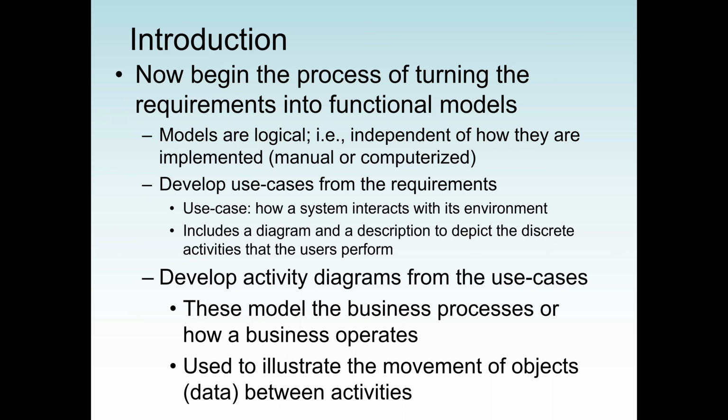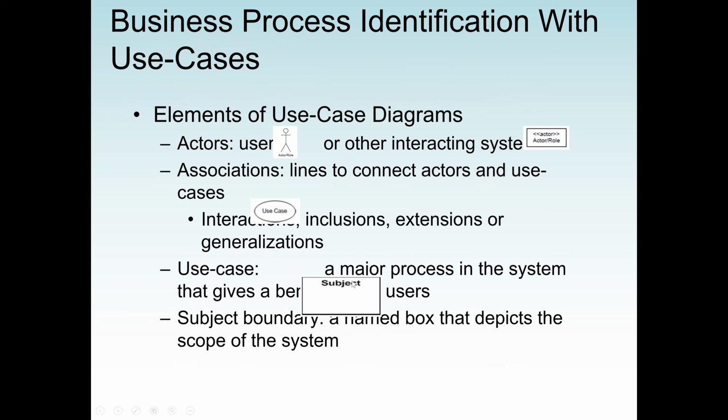Then in the activity diagram, this is where we lay down the tasks in sequential order. What tasks are to be performed first is very important. They have to be in order. This is normally used to illustrate the movement of objects between activities. So let's start with the use case diagram. These are some of the few elements that we need. It's very straightforward.